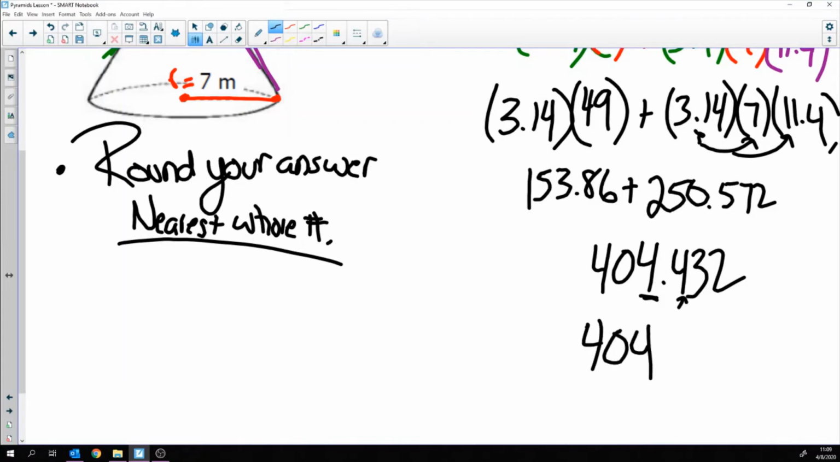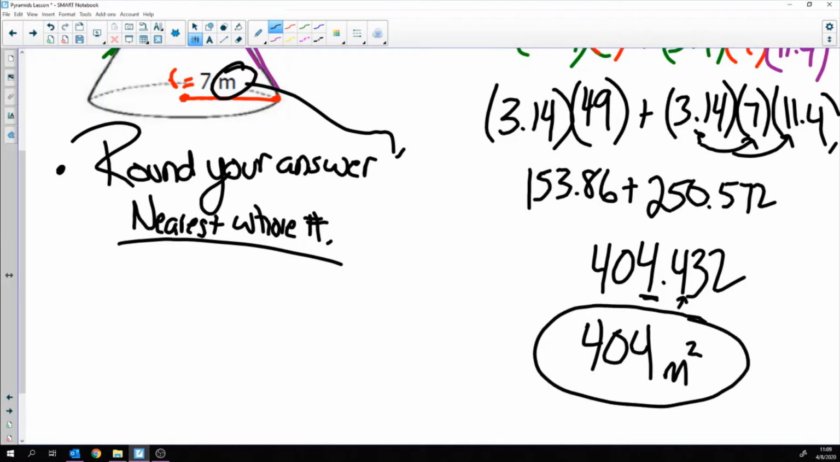Don't forget units. Our units are meters. So we're going to use meters, and we're looking at surface area. Area is always squared. Final answer, 404 square meters. Area of the cone.